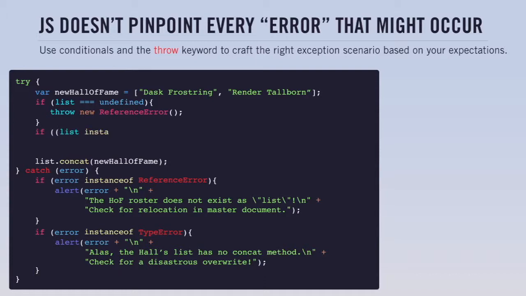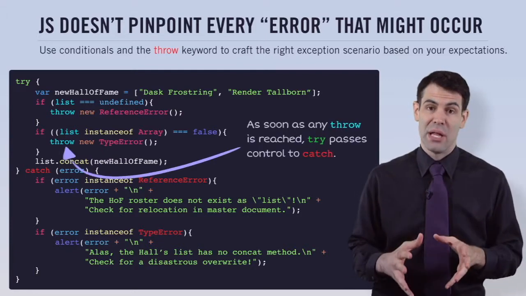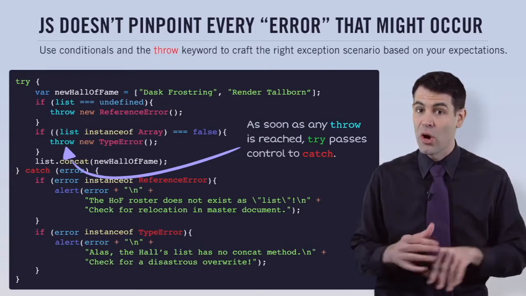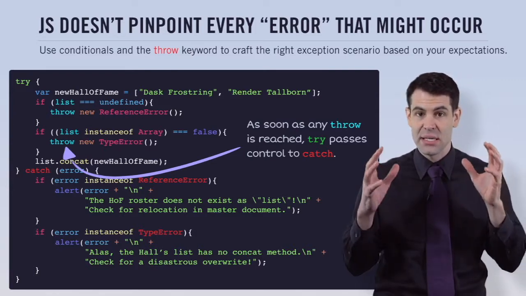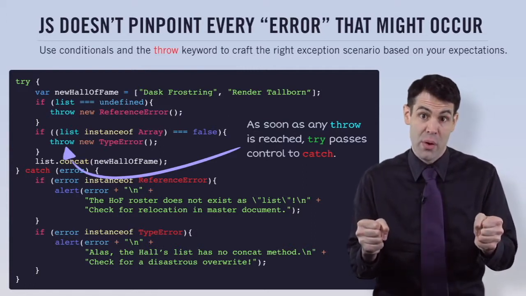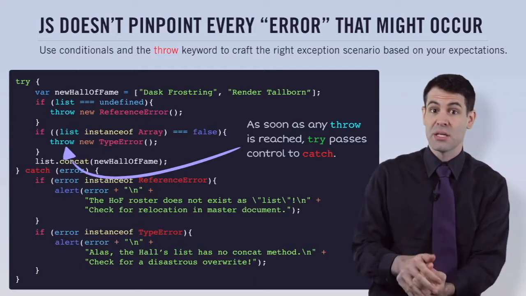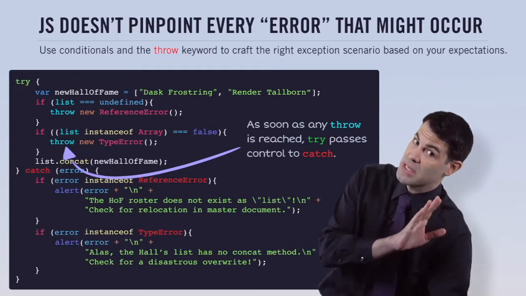Next, we've got another conditional that first checks to see if the list is an instance of array. And if that's not true, meaning if it is false, then we will throw a new type error to the catch block. Now, it's important to note that as soon as the try block reaches any throw keyword anywhere, it will instantly stop what it's doing, take that error that it's supposed to be throwing, and throw it to the catch block. And then the catch block will retain control of execution throughout the rest of the process.